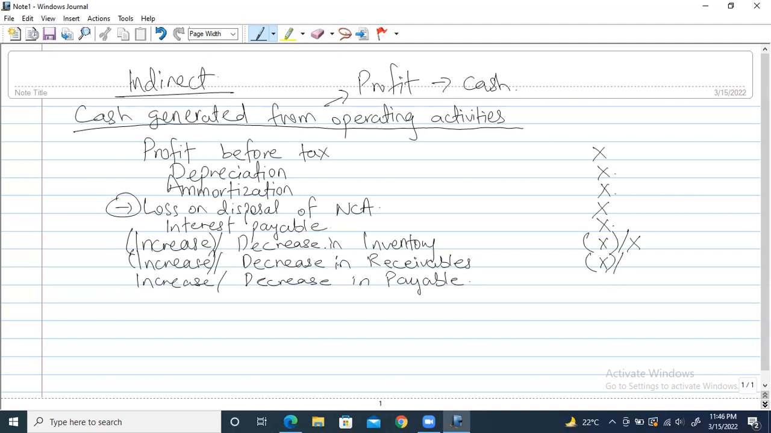Now, a decrease in receivables naturally means that when receivables are finished off, what will be the double entry? Debit cash, credit receivables. Receivables will be finished, and cash will be received, right? So a decrease in receivables has the same effect as inventory. Decrease means addition, increase means minus of cash. But the only thing that is opposite to inventory and receivables is payables.